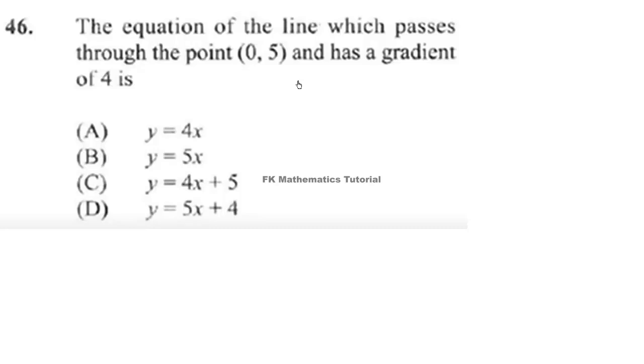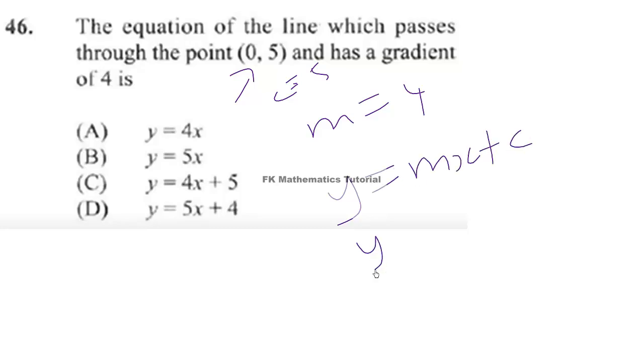The equation of the line which passes through the point 0,5. So this is the y-intercept. C equal 5. Has a gradient of 4 and m equal 4. So the equation is given by y equal mx plus c. So y equal 4x plus 5.